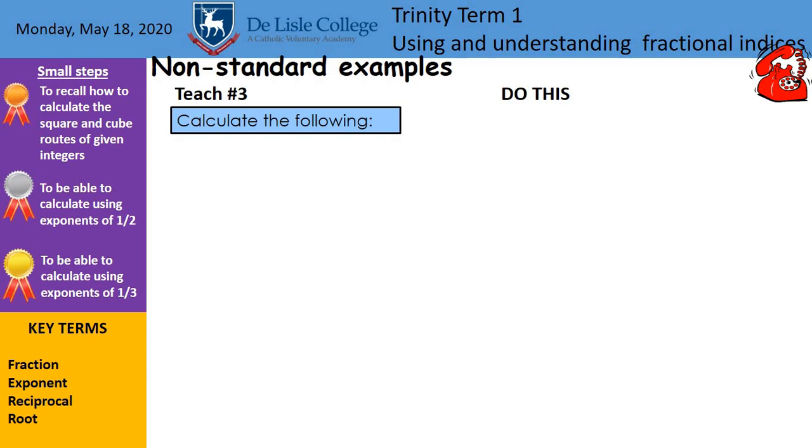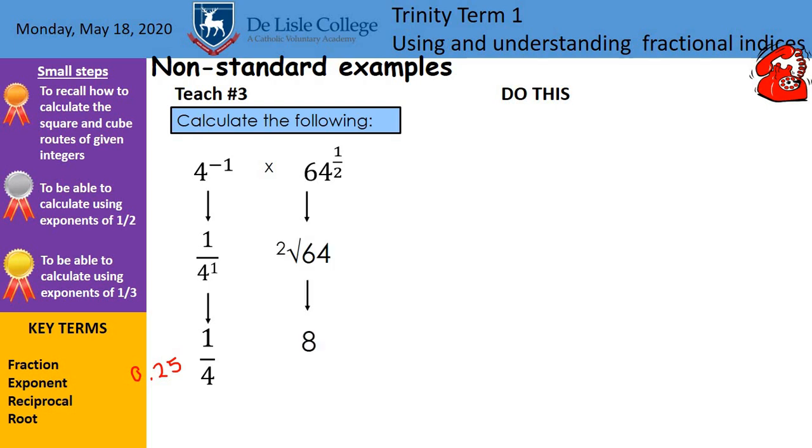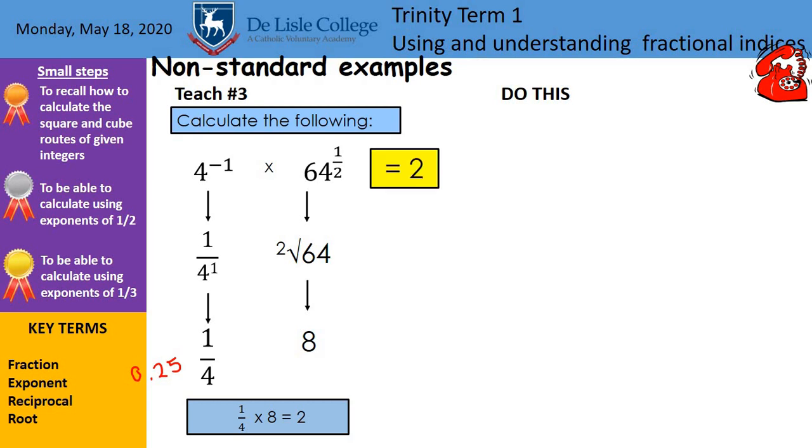Right, good, now we're going to have a slightly different example because it's not two fractions, it's a negative exponent and a fractional exponent. So we should know that 4 to the power of negative 1 is equivalent to 1 over 4 to the power of 1, which is just a quarter, which remember is equivalent to 0.25, okay? So let's just bear that in mind. And then we've got 64 to the power of a half is the square root of 64, which is 8. So you're doing a quarter times 8. So really you're just trying to find a quarter of 8, which is 2.